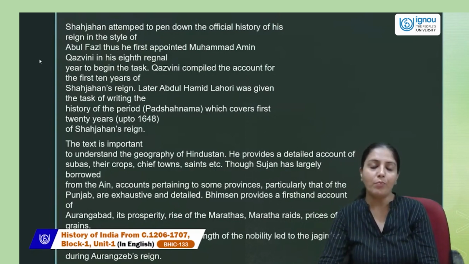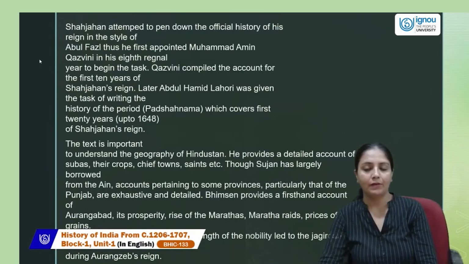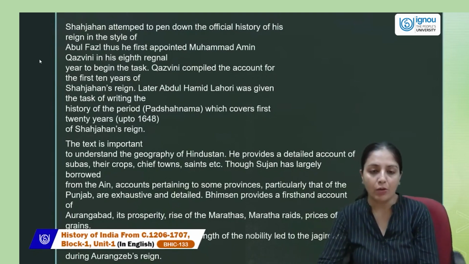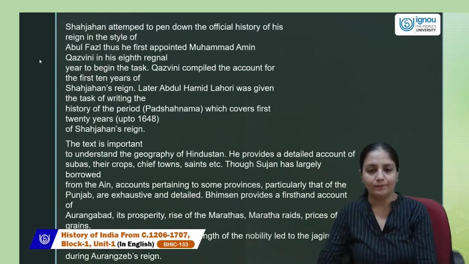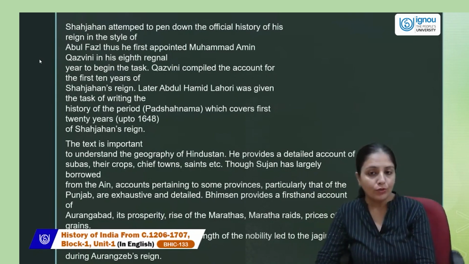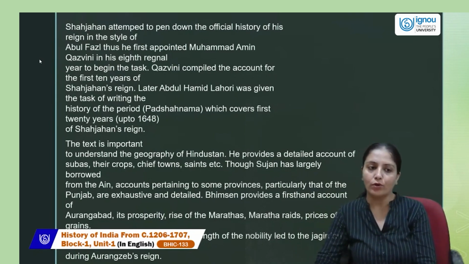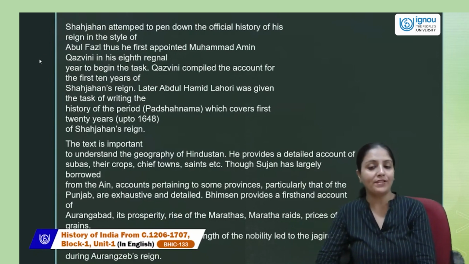The text is very important to understand the geography of Hindustan at that time. He provides a detailed account of subas, their crops, the chief towns, the saints, etc. Though he has largely borrowed from the Ain, accounts pertaining to some provinces, particularly that of Punjab, are exhaustive and detailed.